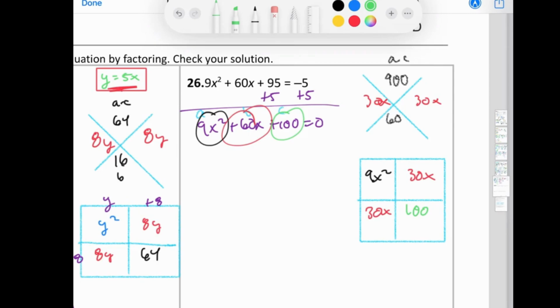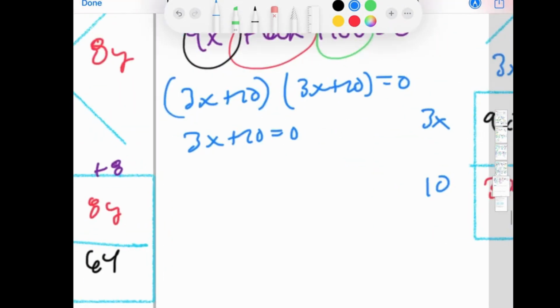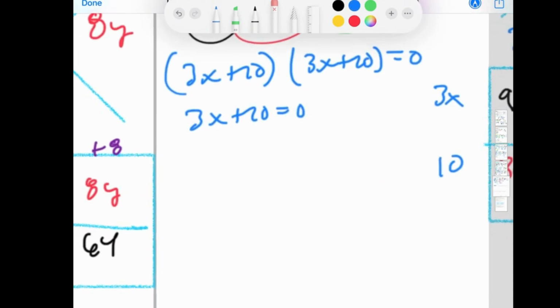Whoa. Let me check. Okay, let's see. 3x. How about 10? 3x and 10. So 3x plus 10. 3x plus 10 equals 0. And that looks like a 20. Sorry, guys. Sorry. So tired. Not an excuse. Alright, subtract 10 divided by 3.